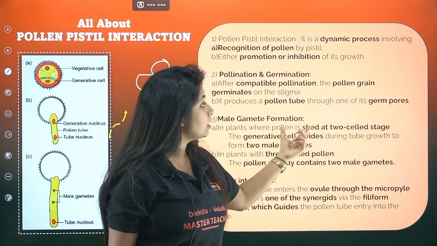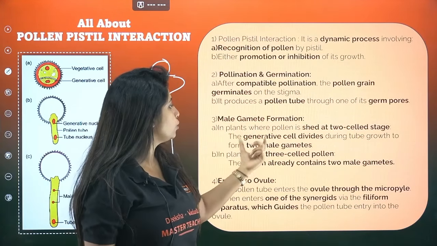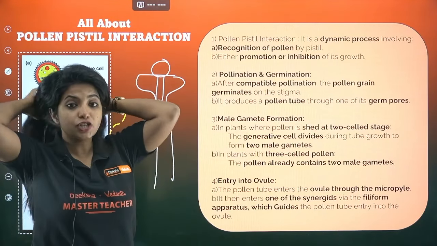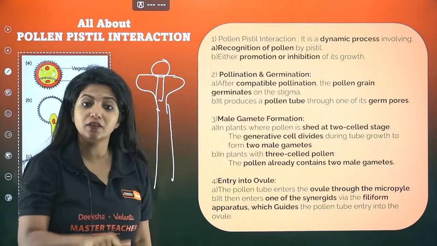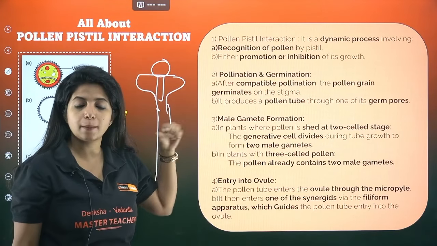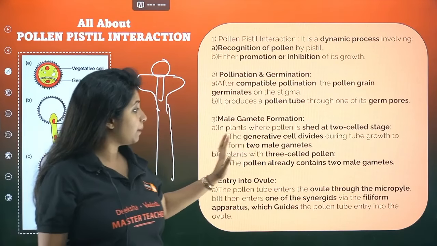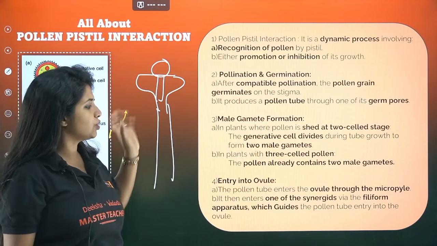In plants where pollen is shed at the two-celled stage, the generative cell divides during the pollen tube growth to form two male gametes. I told you 60% of angiosperms shed pollen at the two-cell stage. The generative cell and vegetative cell are there. This generative cell will divide when the pollen tube formation is happening. That's when it divides into the two male gametes. In plants with the three-cell stage, the pollen already contains the male gametes, so they just flow down.